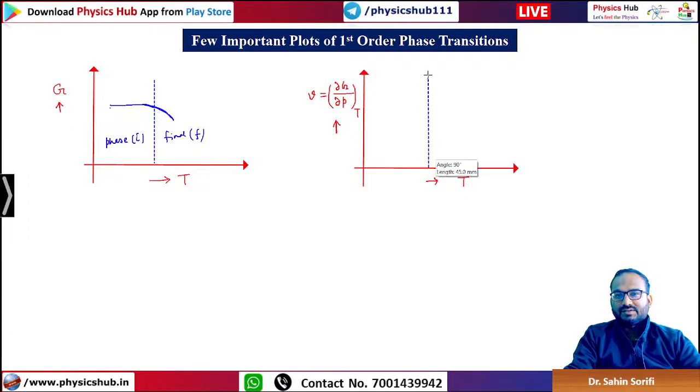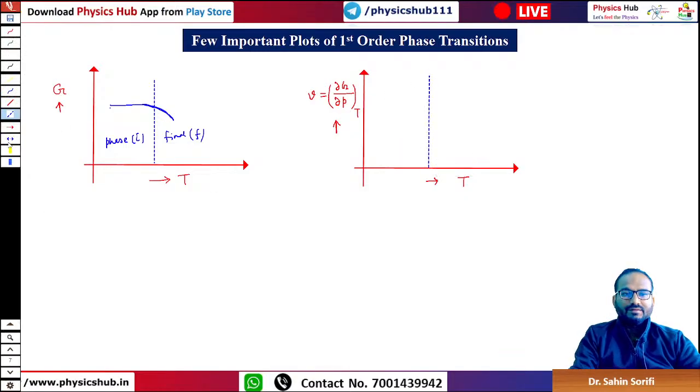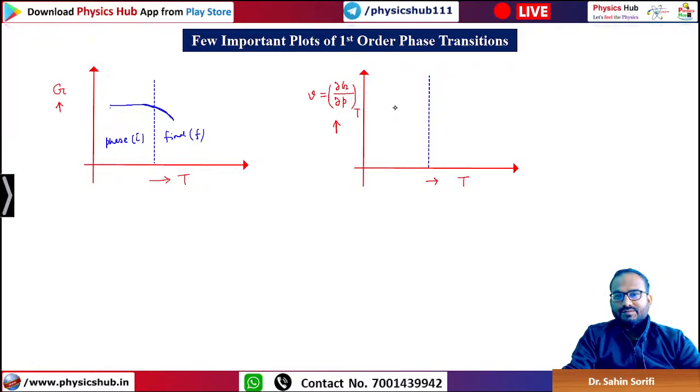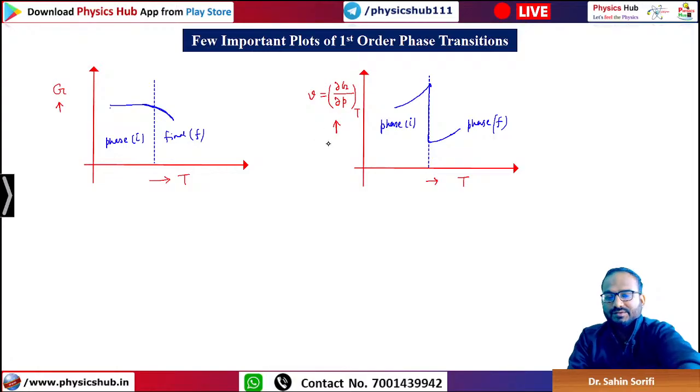So it will also have a separating line. Now the initial phase looks like this. You can see it is discontinuous. This much is the discontinuity, from this to this. This is phase I, and this is the final phase, phase F. This is the molar volume, and you can see this much is the discontinuity.